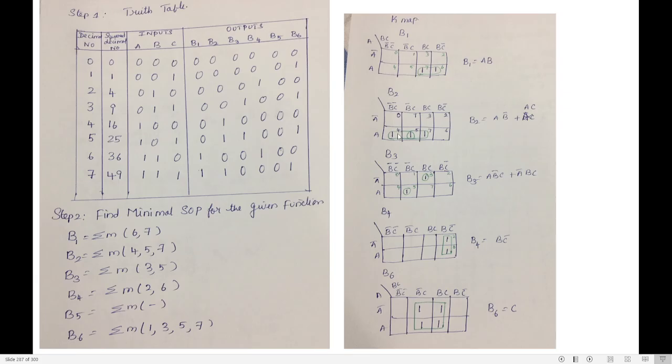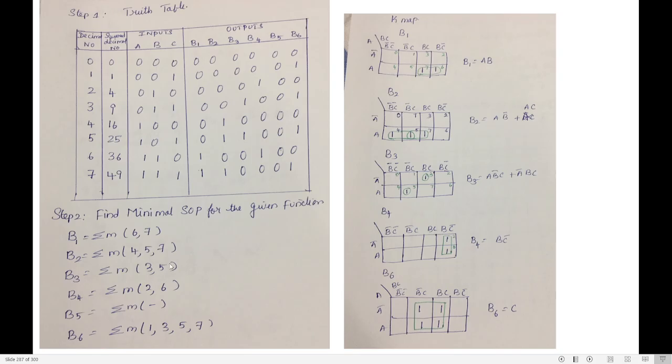So for this pair, what is the common thing? One and one horizontally, what is common? A. Vertically, what is common between these two cells? B bar, C bar, B bar, C. So B bar is common. So it is A, B bar. Done. Now see horizontally for 5 and 7. What is common for 5 and 7 horizontally? A. Vertically, what is common for 5 and 7? C. B bar C, B C. So C is common. So it is A, C. Done. Now go for B3.